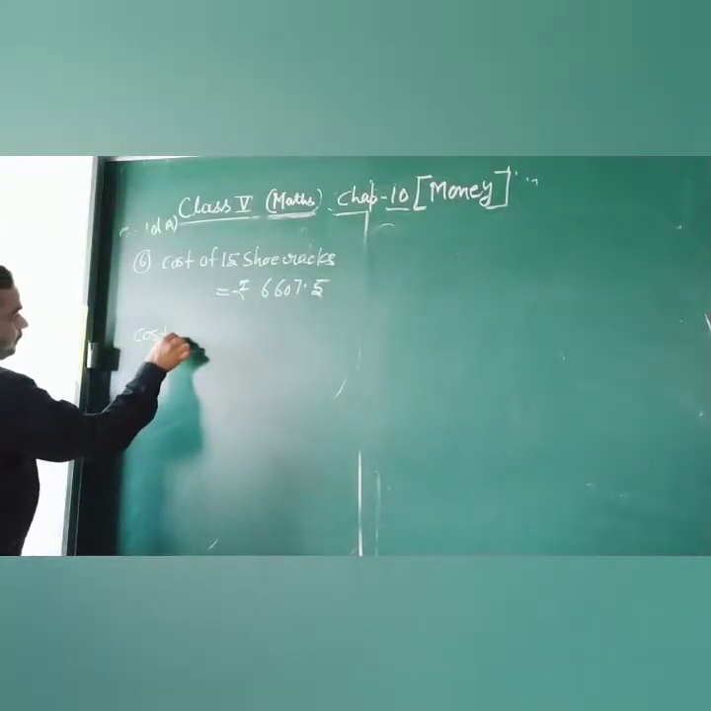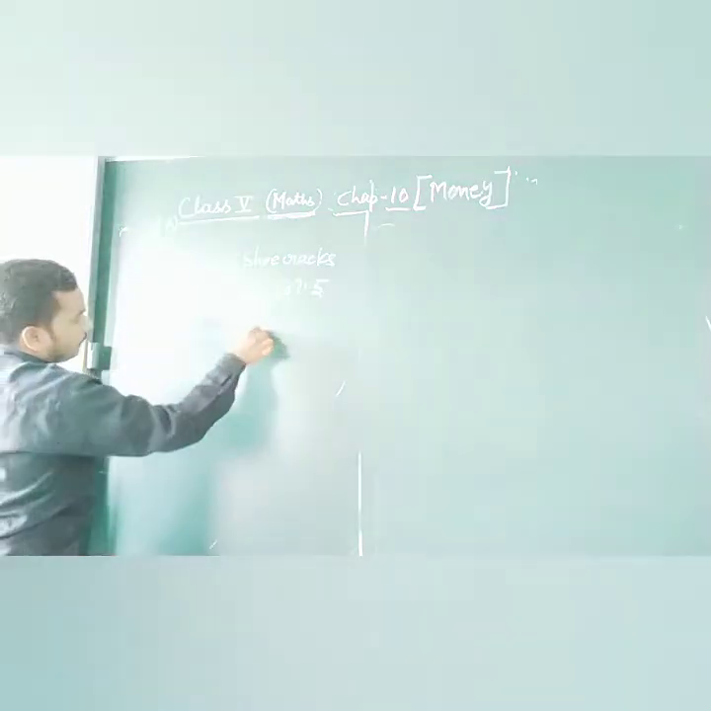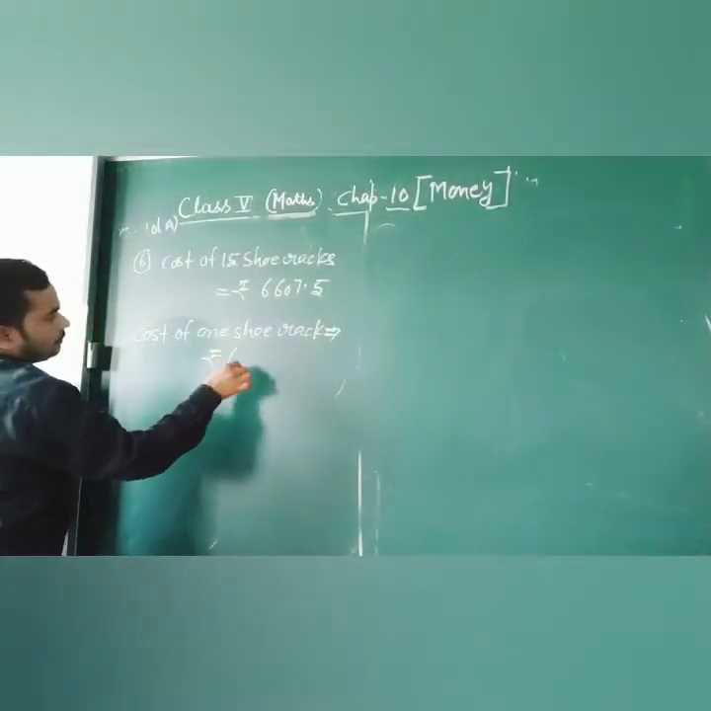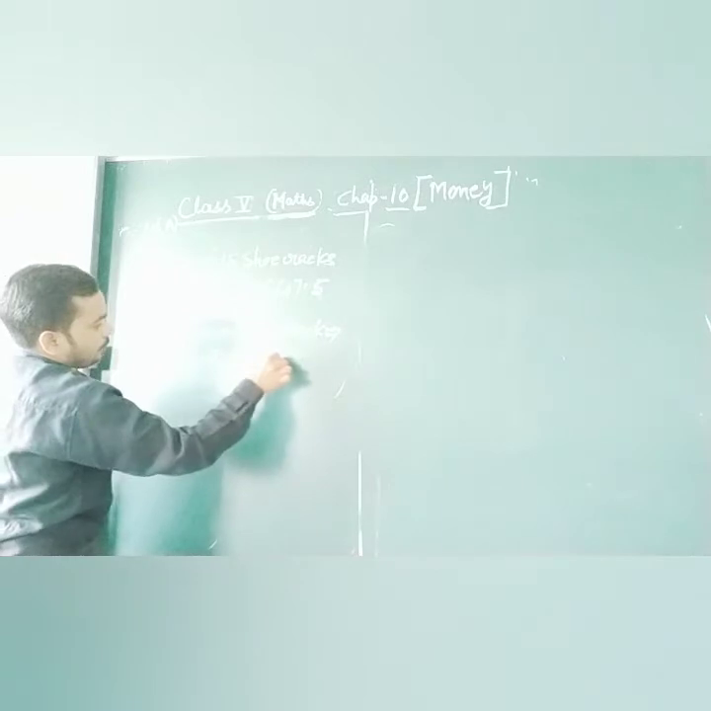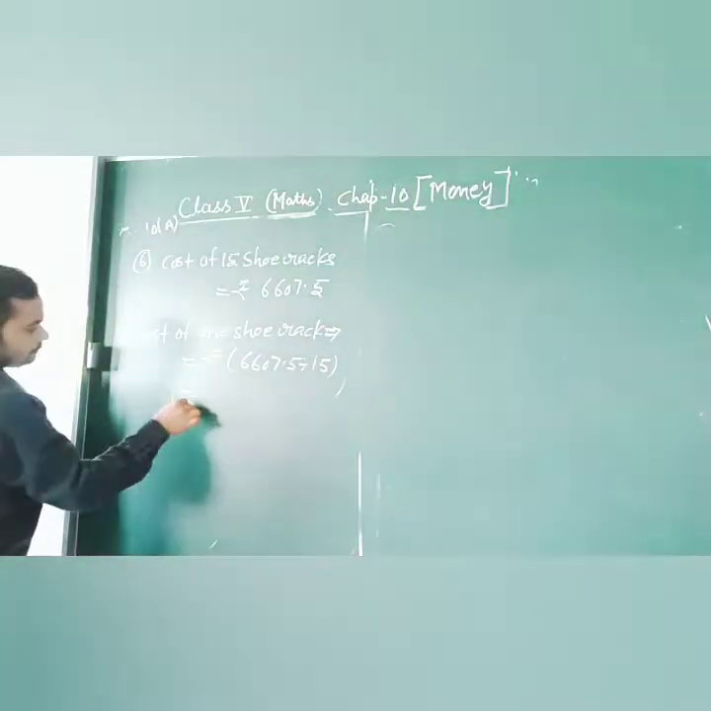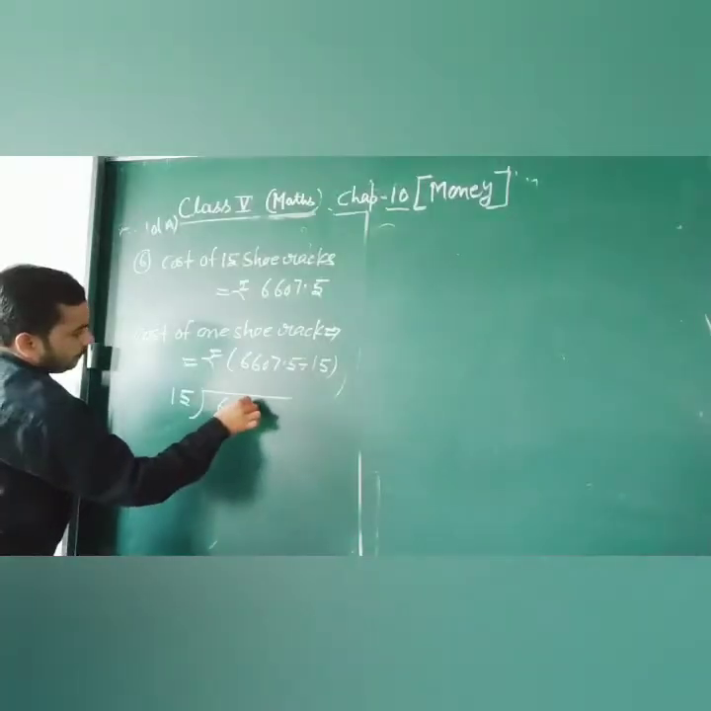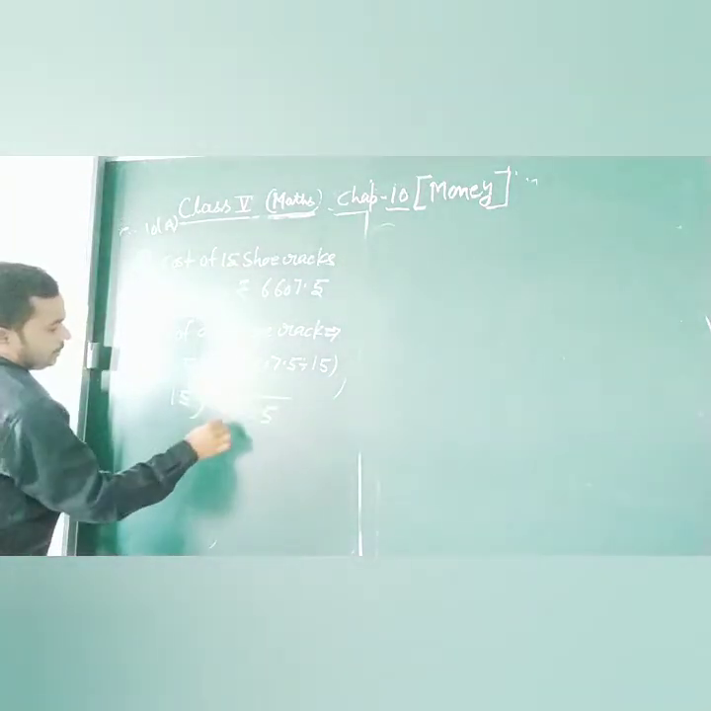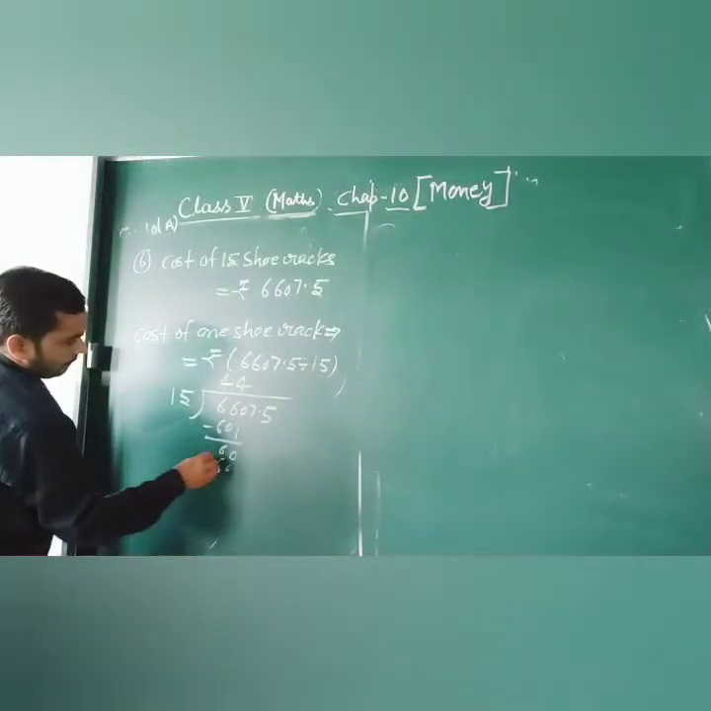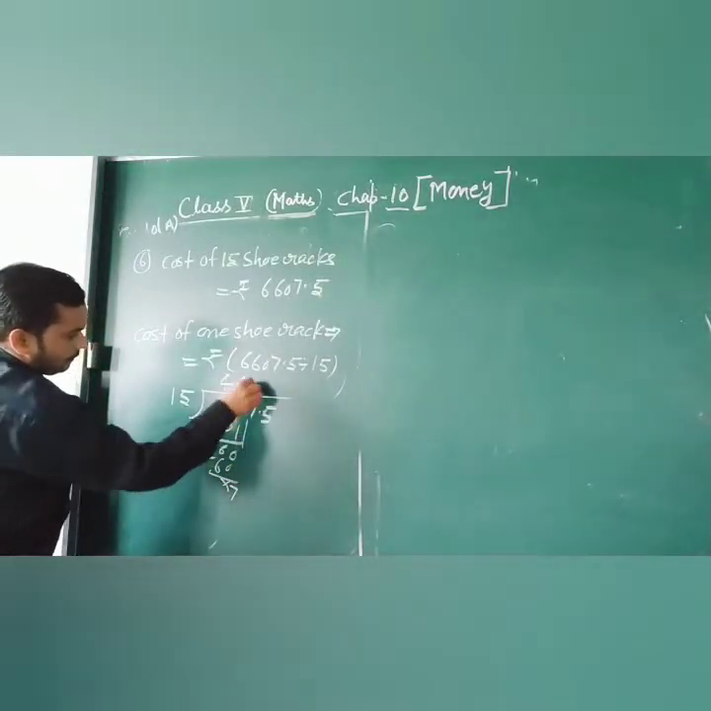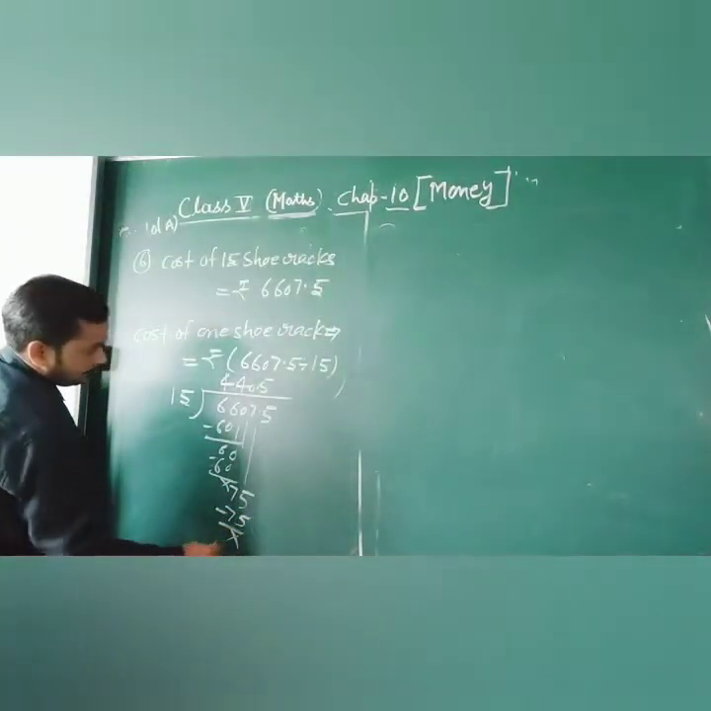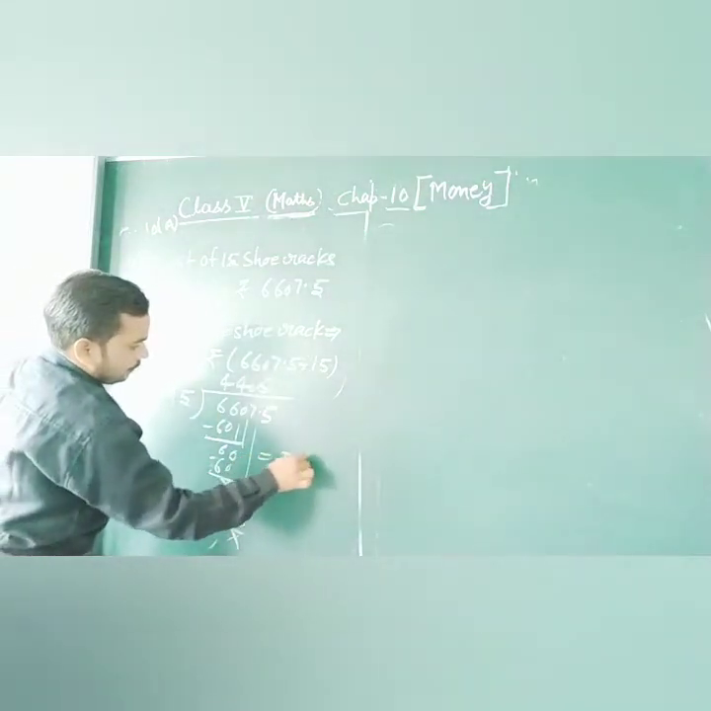So cost of one shoe rack equal, so 6607.5 divided by 15. So when we divide 6607.5, 15 4 ja 60, 6 carry out 6, 15 4 ja 60, carry out 7, 15 5 ja 75. So cost of one shoe rack is 440.5.